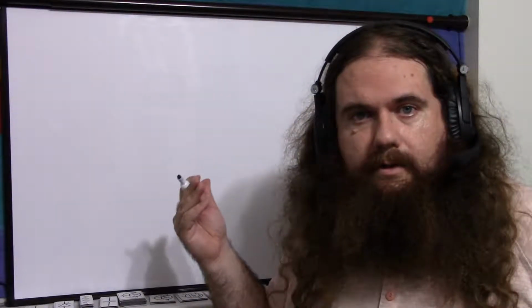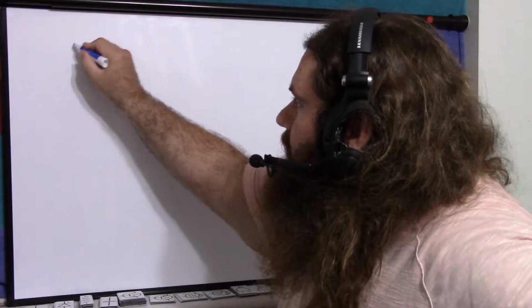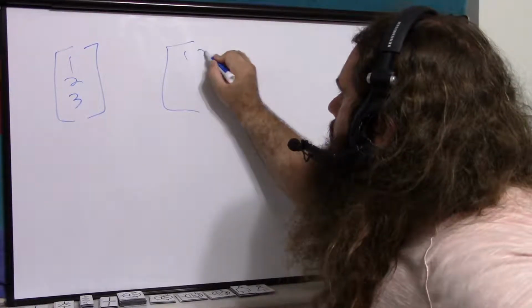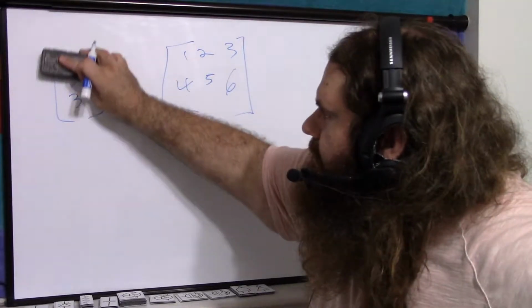What is a matrix? A matrix is a two-dimensional vector, or a vector is a one-dimensional matrix, whichever way you want to look at it. It's a grid. Or you could think of it as a table if you're used to something like a spreadsheet program. So a vector might be 1, 2, 3. A matrix might be 1, 2, 3, 4, 5, 6. So it's just an additional dimension.